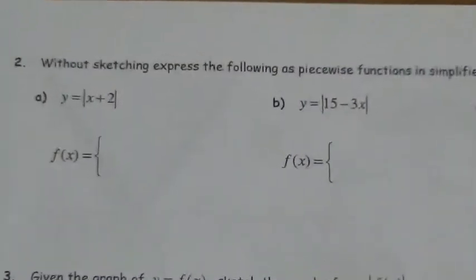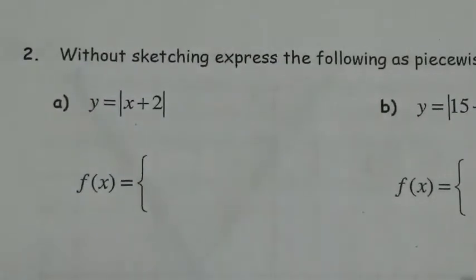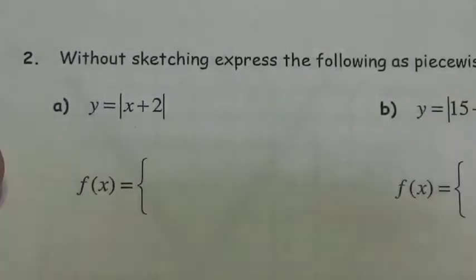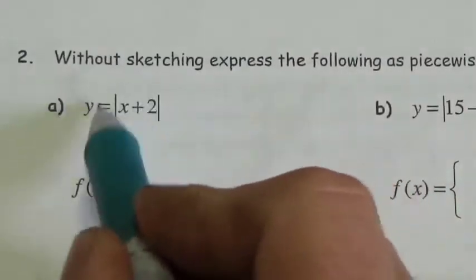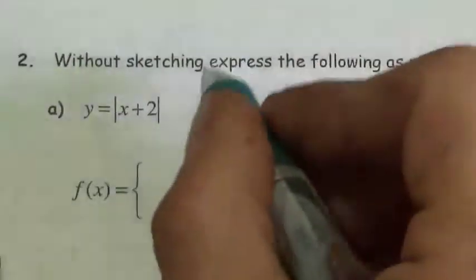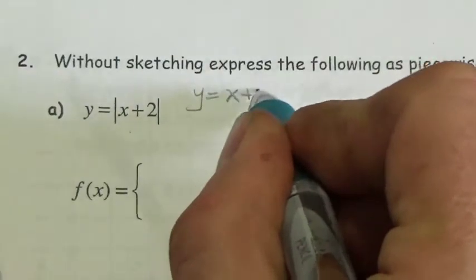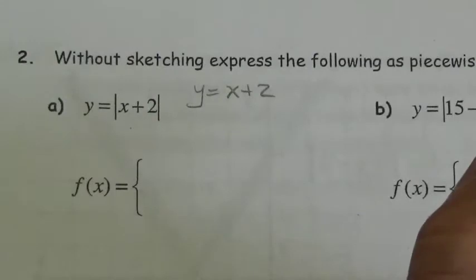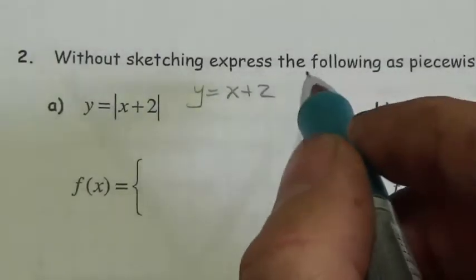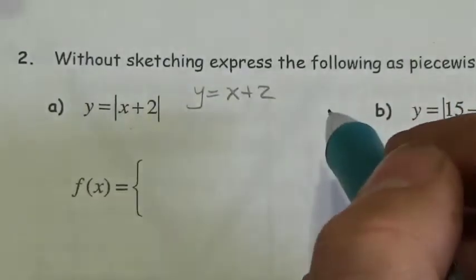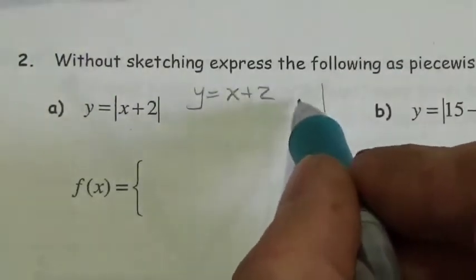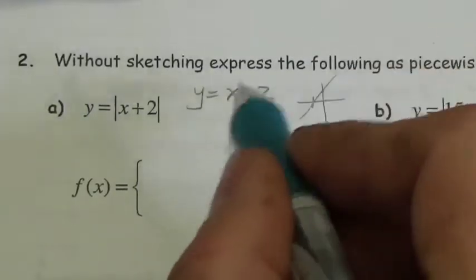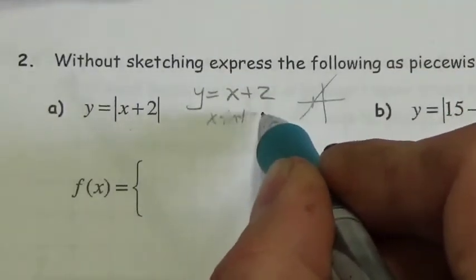Okay, we'll zoom in a little bit here. So question 2 says, without sketching, express the following as a piecewise function in simplified form. Well, first of all, just drop the absolute value. Y is equal to x plus 2. Now, it says without sketching here. What we mean by that is I'm not going to draw a perfect sketch, but I am going to give a quick little bit of a sketch so I get a sense of what this looks like. I know that this is going to have a y-intercept of 2. It's going to slide down like this. I know it's going to have an x-intercept of -2.